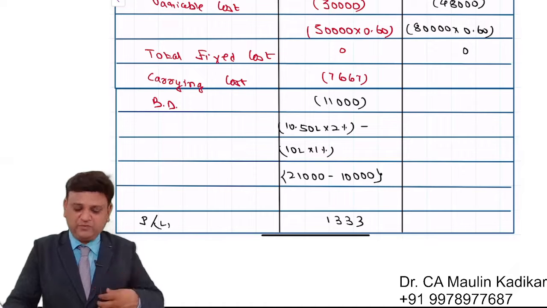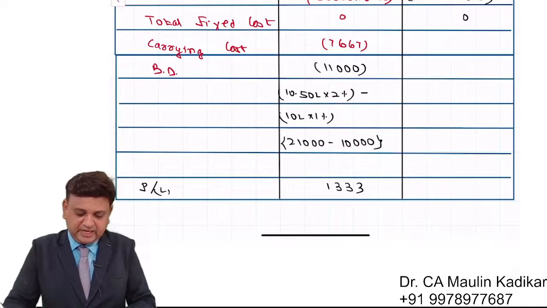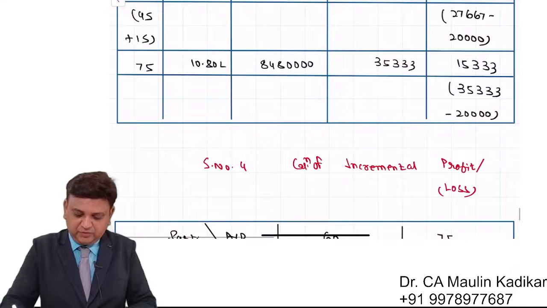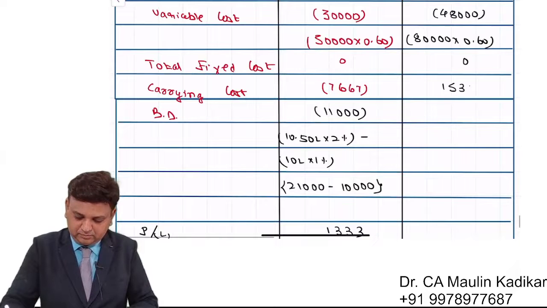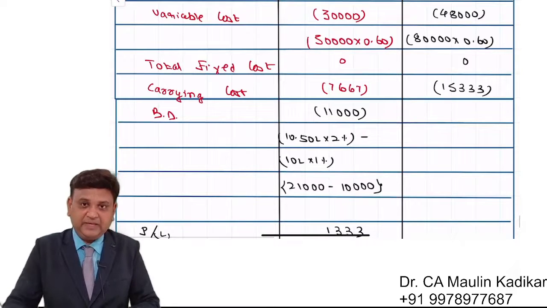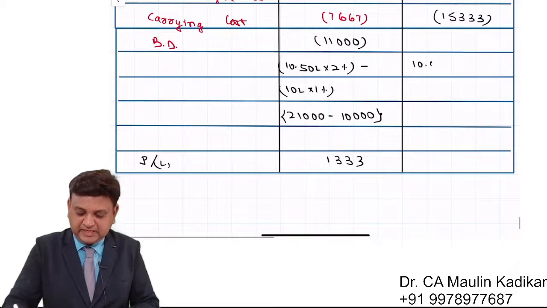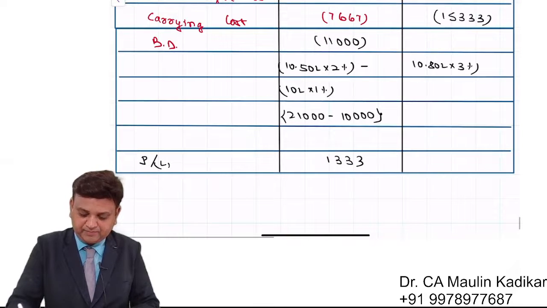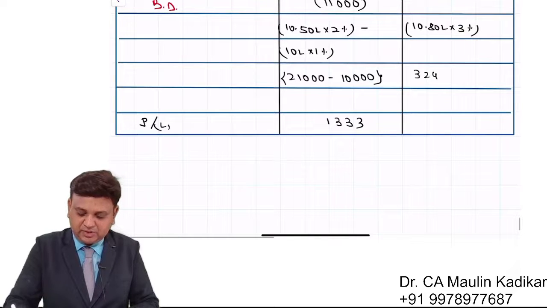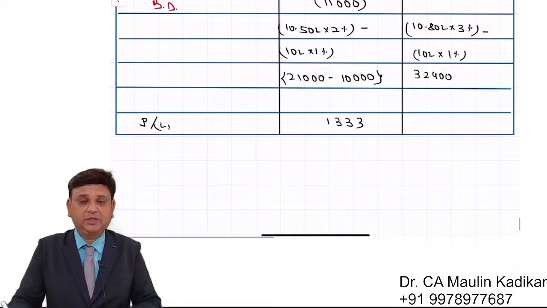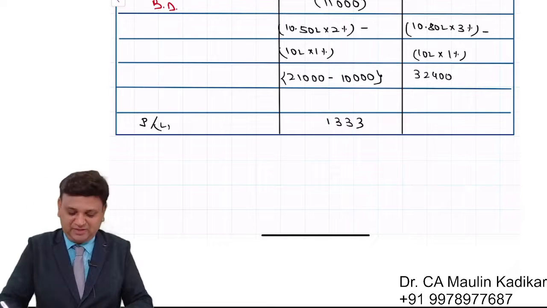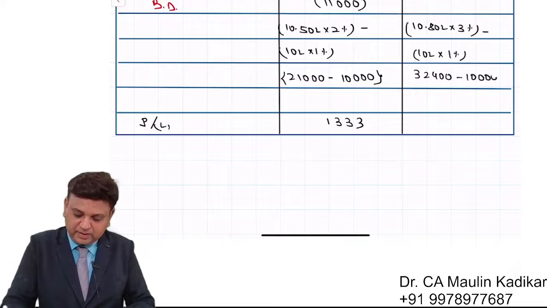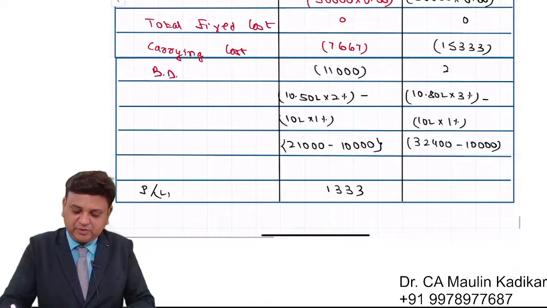There is no change in the total fixed cost. Carrying cost increases by 15,333. Bad debts increases: 10,80,000 into 3 percentage, that is 32,400, minus 10 lakhs into 1 percentage. So earlier it was 10,000 and it has increased to 32,400. So we understand it increases by 22,400.